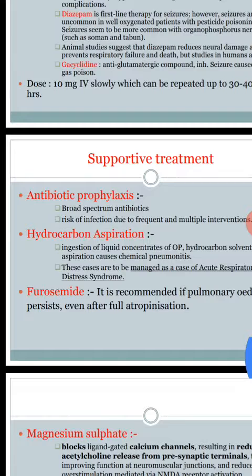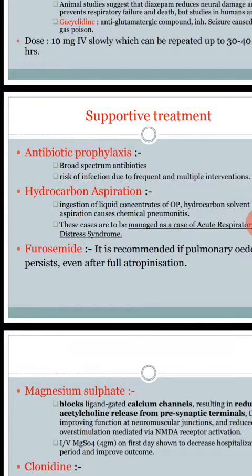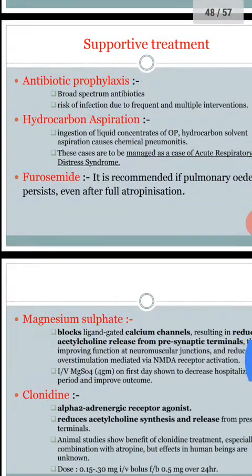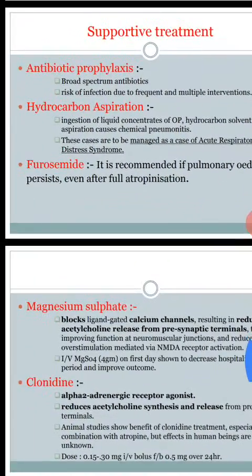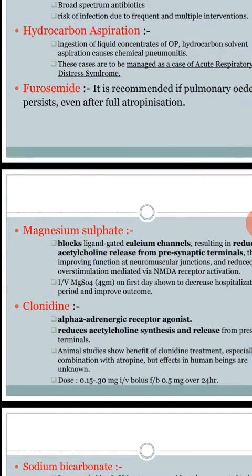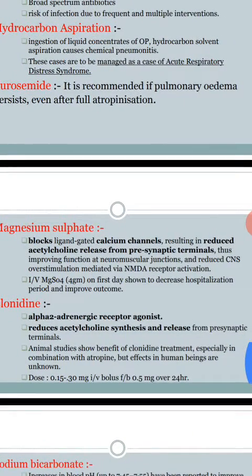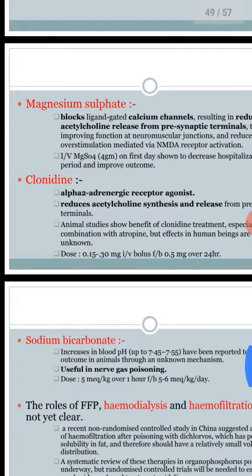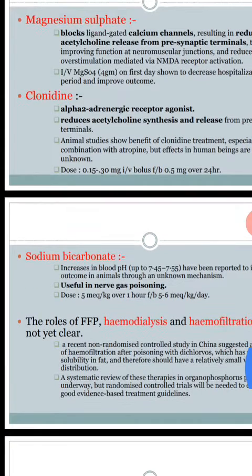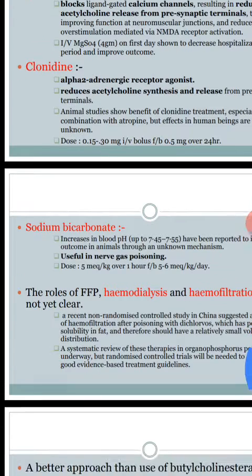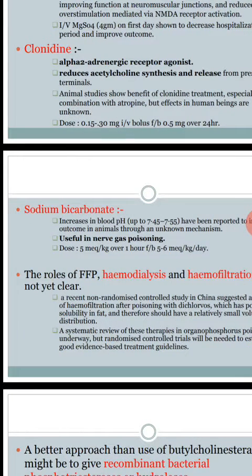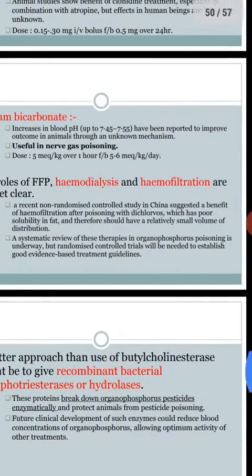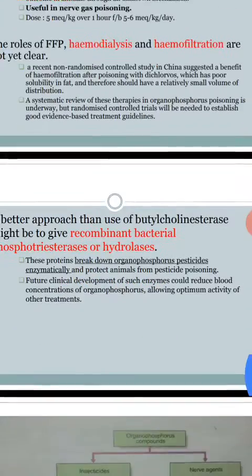Again, you have to give antibiotic prophylaxis to prevent the risk of infections. Next is furosemide, in order to prevent pulmonary edema. Magnesium sulfate reduces the release of acetylcholine from the presynaptic terminal. Next, clonidine may reduce the synthesis and release of acetylcholine. These are all supportive drugs. This is about the treatment. Later you can go for hemodialysis and hemofiltration.